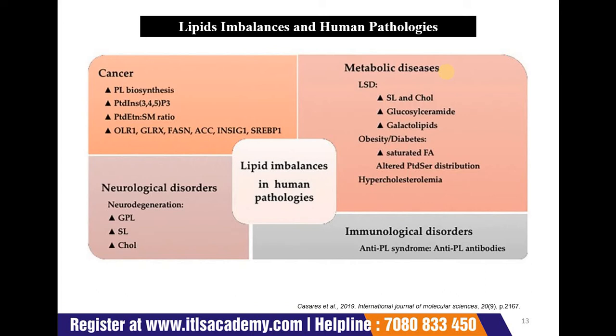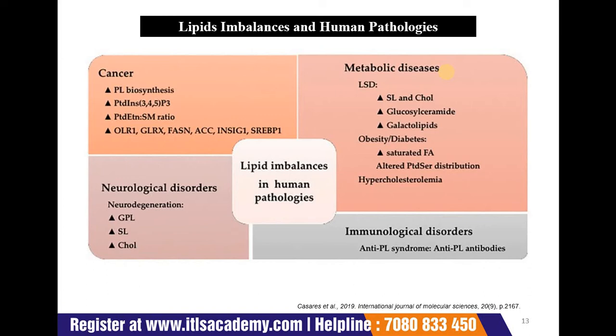Now another is neurological disorders. In Alzheimer's and such kinds of neurological disorders, it was found that the levels of glycophospholipid, sphingomyelin and cholesterol are increased. If you can see here, this arrow represents a level of increase, and a lipid imbalance happens in certain kinds of disorders.